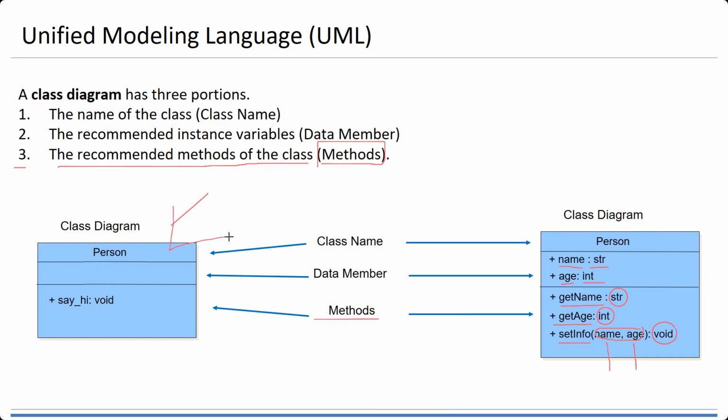This is another class diagram. But if you see this one, we have only a class name, no data member, and only one method. So this is the variation. Later on, you can see many other class diagrams. Sometimes we have only one, sometimes only two, and sometimes we need to define a lot of data members and a lot of methods, and so on.